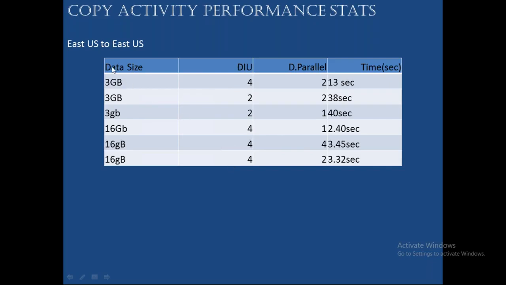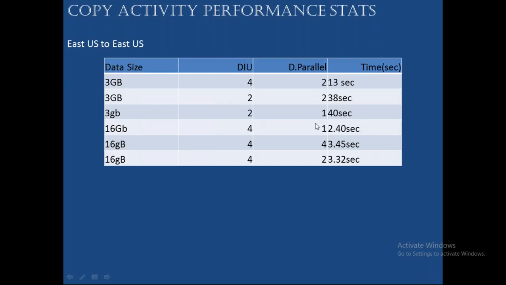Okay, friends. So these are the things you need to know when you are moving data from east to west to east to west. If it is taking more time when you are using DIUs and degree of parallelism, you try to execute 1 or 2 times. Okay, you will see the variance. Sometimes, due to internal issues, you will see these kinds of values.